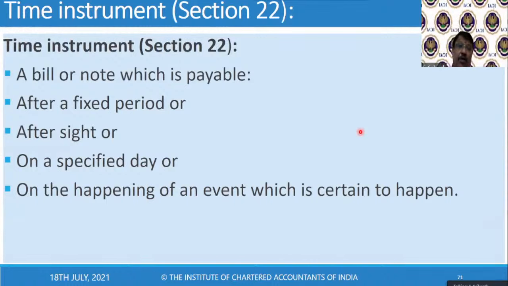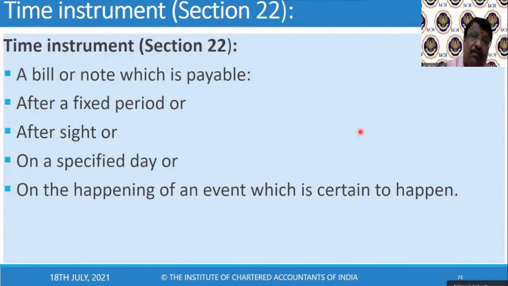Or you can even make it payable on a specified date. Even a promissory note can be made payable so: I promise to pay Mr. X a sum of rupees 50,000 on 31/12/2022. So it's payable on that date. It's a time instrument. It's not on demand. You can't present it before 31/12. On 31/12, you present it, of course, with the days of grace.